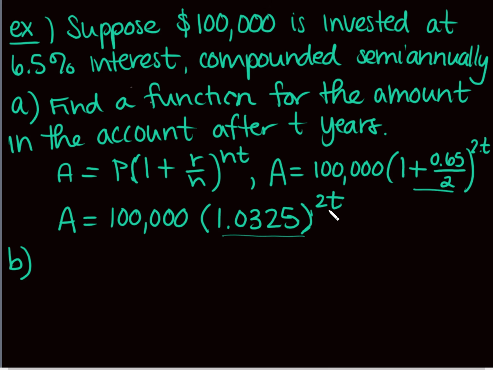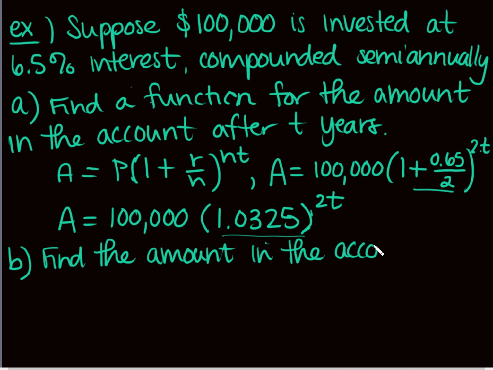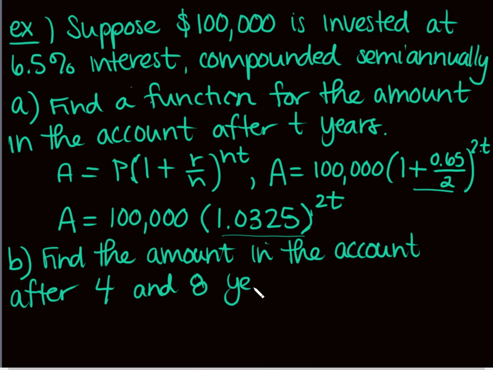So let's find the amount in the account. We'll just do a couple of these. These are pretty easy. After 0, and I'm not going to do 0. 0 is pretty obvious. When you raise that to the 0, you get 1, right? So let's say after 4 and 8 years. So this is exactly what it's going to look like for how much money we have after 4 years.